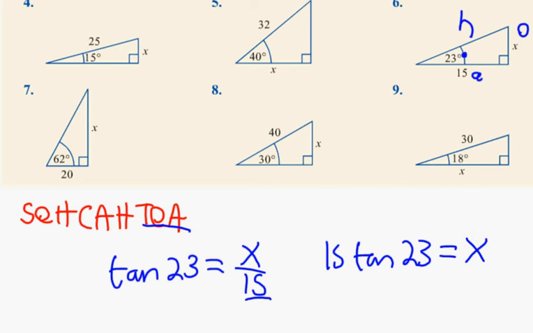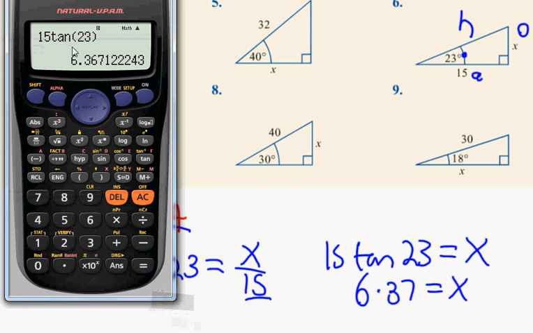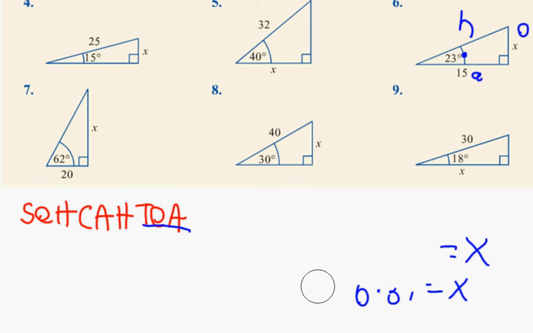And what is 15 tan 23? 6.37. Okay. 15 tan 23 is 6.36, rounds off to 6.37. Correct, guys. Well done. Now, what we have next is we're going to be doing question 8, right?